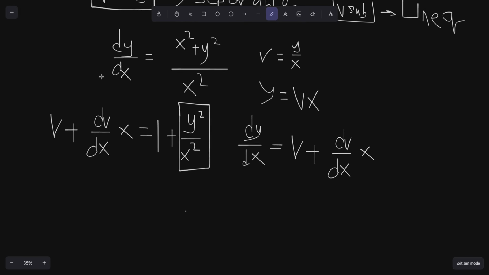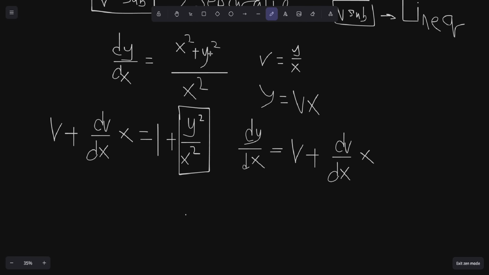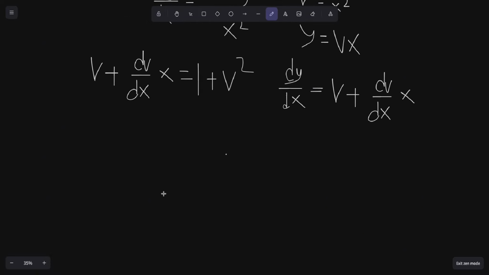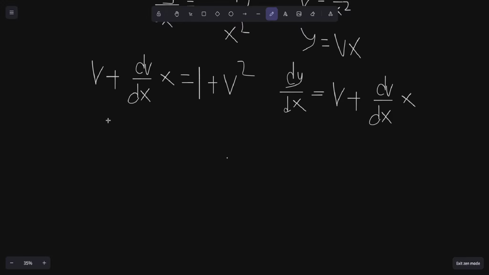Not only do we want to substitute in for dy over dx, but we also want to substitute in for the other x and y terms, especially y squared over x squared. I want to get rid of these y's and get everything in terms of v. If v is equal to y over x, then v squared is equal to y squared divided by x squared, which is right over here. So this is just going to be v squared. Then dv over dx times x is equal to v squared minus v plus 1.